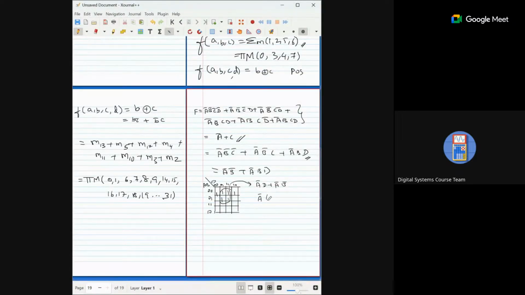Taking A bar common, B bar plus D in this case, or it will come in this format, A bar of B bar plus C. Anyhow, you will get the answer either this way. This is not the right answer: A bar D plus A bar B bar. This will be a simplified expression.